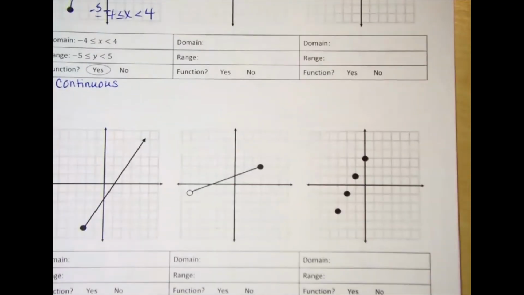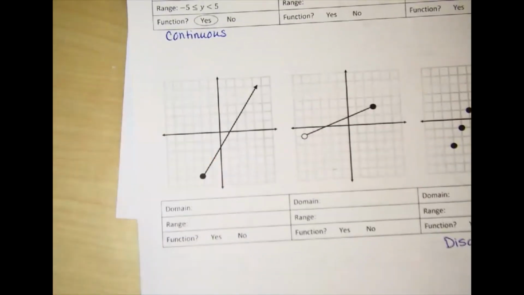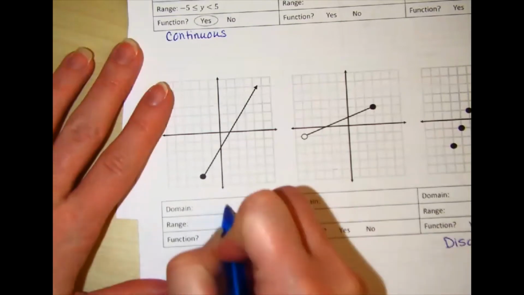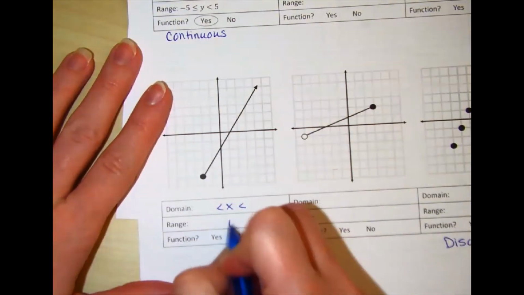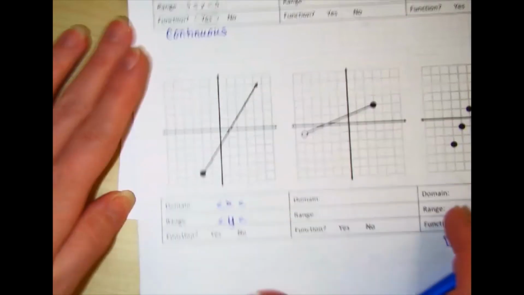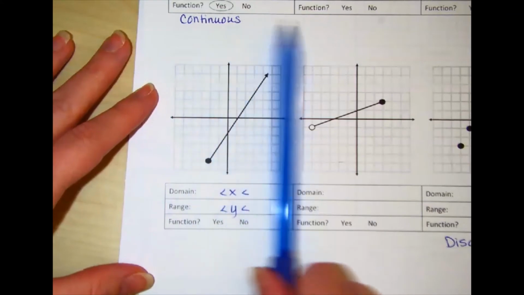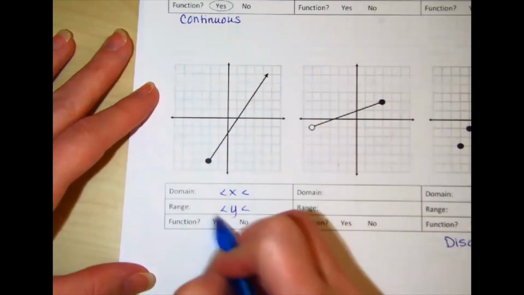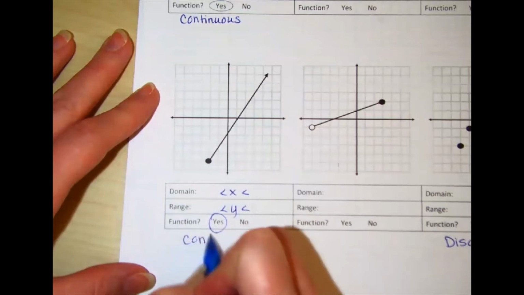Okay? All right, let's take a look at this one. So I need to find my domain, my x values. I need to find my range, my y values. And I do a quick vertical line test, and sure enough, this one is a function, and it's all connected, so it is continuous.